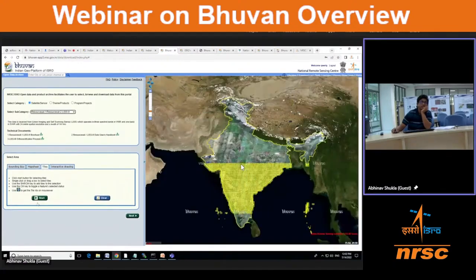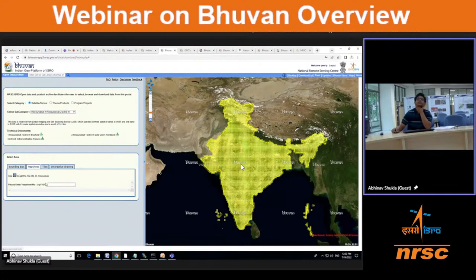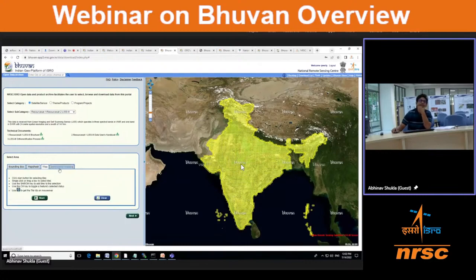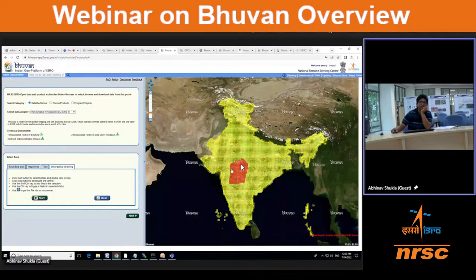Like this, or SAT. Here also, in the same way, we can give a bounding box, map sheet, where we know the topo sheet number, tiles, and interactive drawing. We'll do it differently. I've selected these many tiles. So I have to stop for confirming. Then I have to click on next.